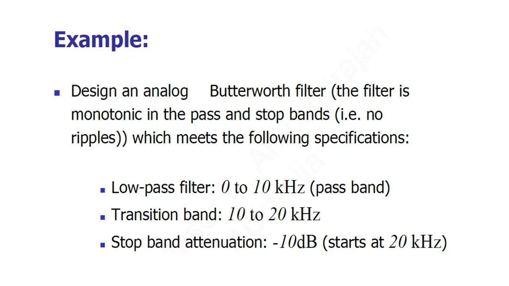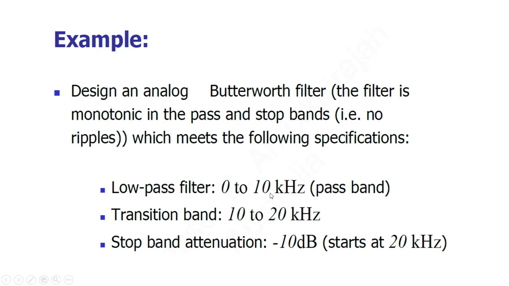To further understand the details of how to design a Butterworth filter, I will explain the case with another example. The example says that we have to design an analog Butterworth filter. The filter is monotonic in the pass band and stop bands, that is, no ripples are there, as we discussed. The following are the specifications of the low pass Butterworth filter.